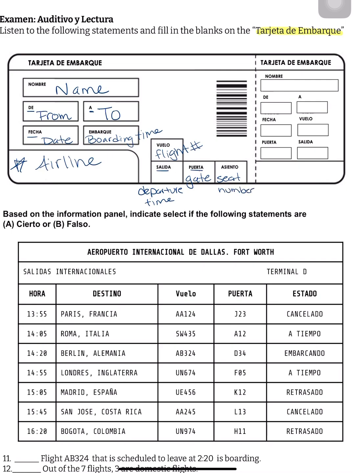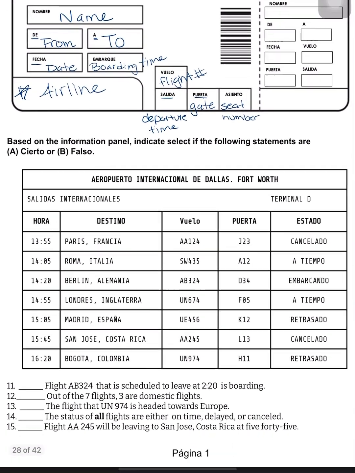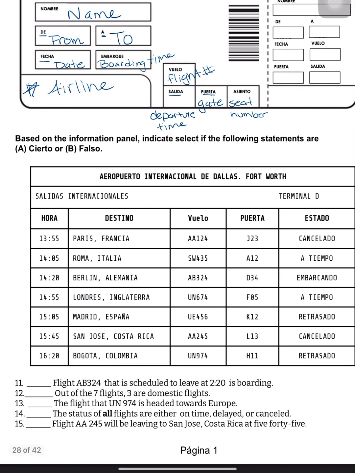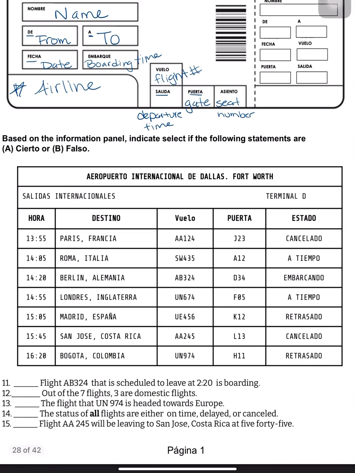So please make sure to write these down. Now we're going to move on to this panel. Now, one very important thing that you need to understand from this whole entire chart is that it is an horario de vuelos. So that is an horario de vuelos, which are flight schedules.